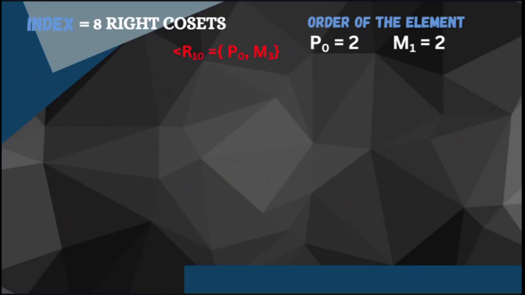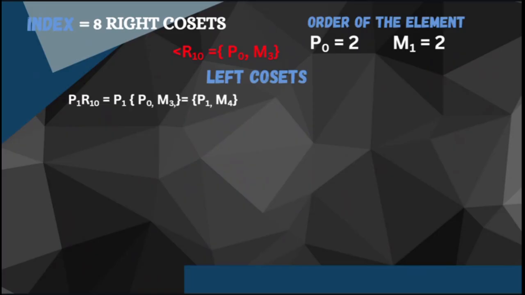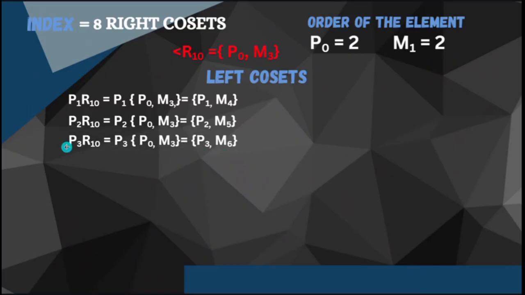For our next subgroup, we have R sub 10, whose elements are rho sub 0 and mu sub 3. For left cosets, we have rho sub 1 multiplied by R sub 10 is equal to rho sub 1 and mu sub 4. For rho sub 2 multiplied by R sub 10, we have rho sub 2 and mu sub 5. For rho sub 3 multiplied by R sub 10, we have rho sub 3 and mu sub 6. For rho sub 4 multiplied by R sub 10, we have rho sub 4 and mu sub 7.